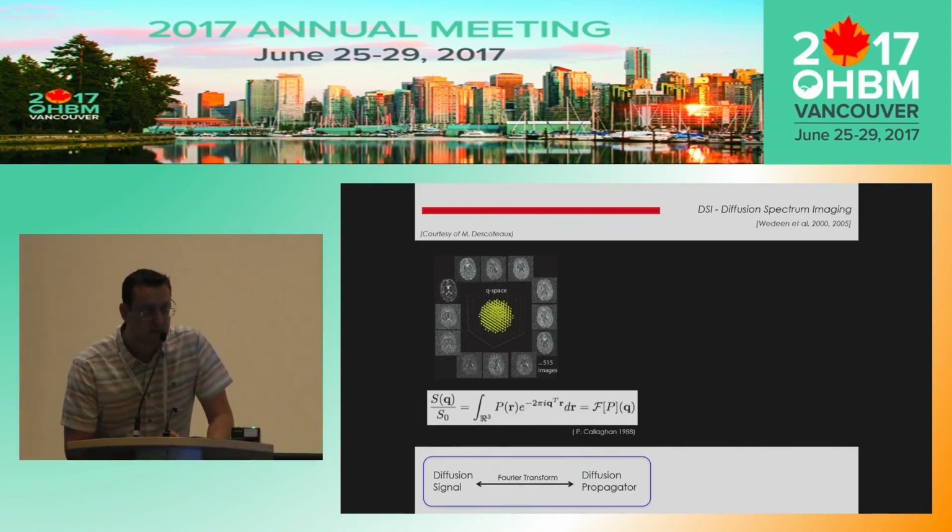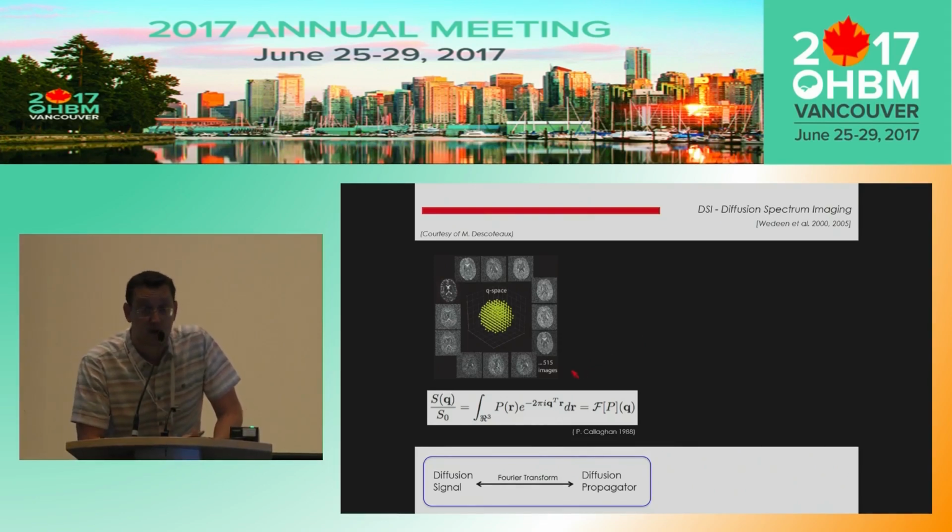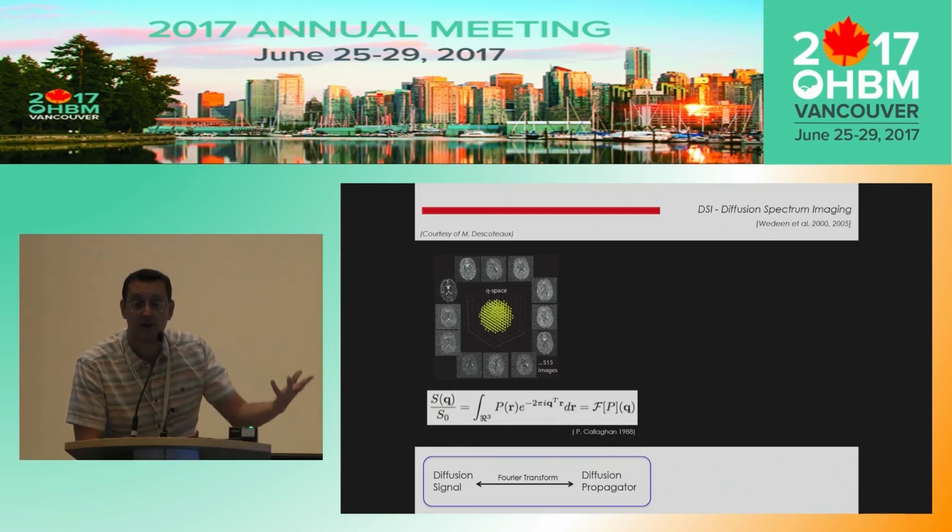Let's have a look at some of the different methods. The first one is diffusion spectrum imaging, kind of the grandfather of the advanced methods, because it was introduced by Van Wedeen in 2000. But if we go back a few years, Paul Callaghan in 1988 had already introduced the concept of using a 3D Fourier transform on q-space imaging data to extract the displacement probability. So Paul Callaghan inspired the DSI, and then Van Wedeen realized it in practice.